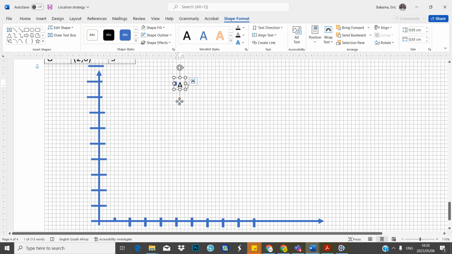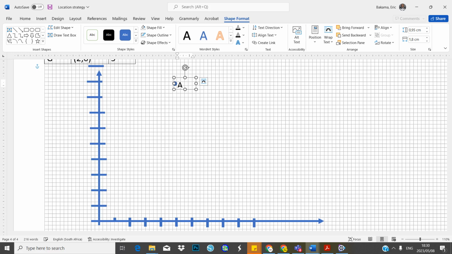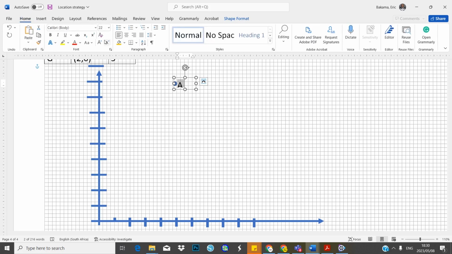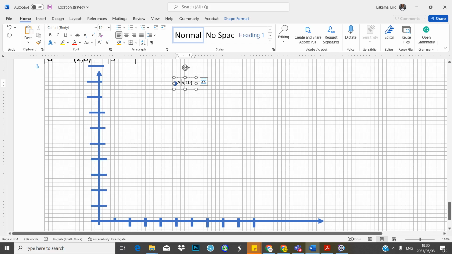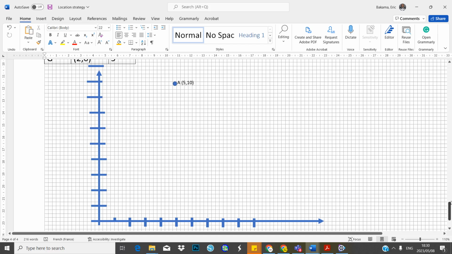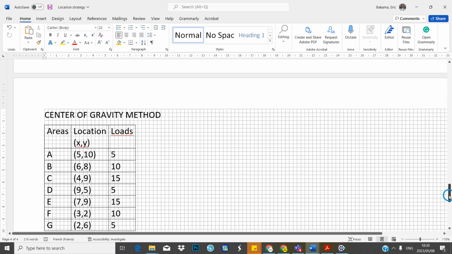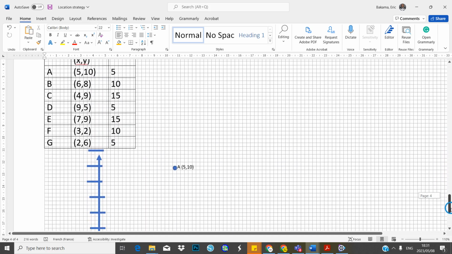So whatever we got here right now is A, but I'm going to try to write it as well, so it is 5, 10 like this. I'm going to try to reduce the font so that we have something that makes more sense. Yes, so this is A. Then the next one that we'll try to draw right now is B, which is 6 and 8.